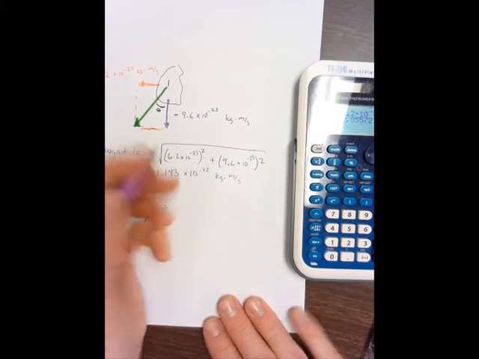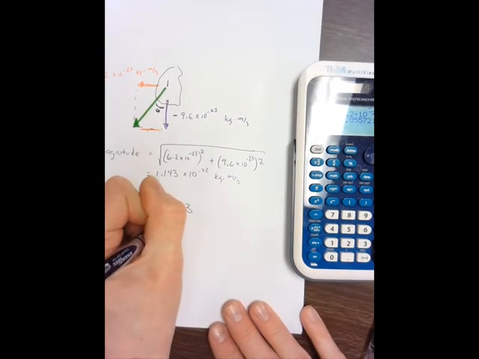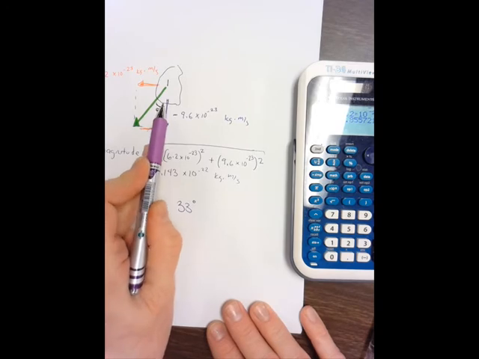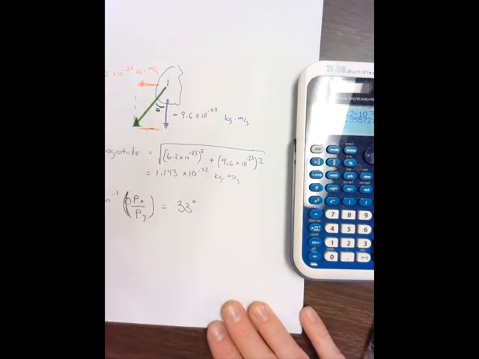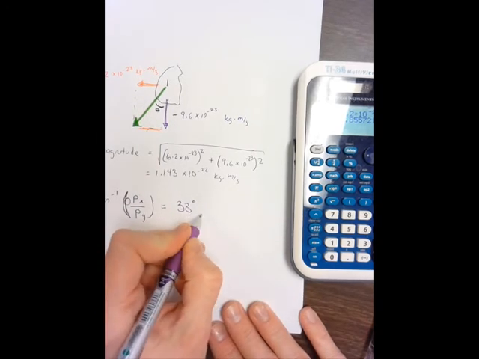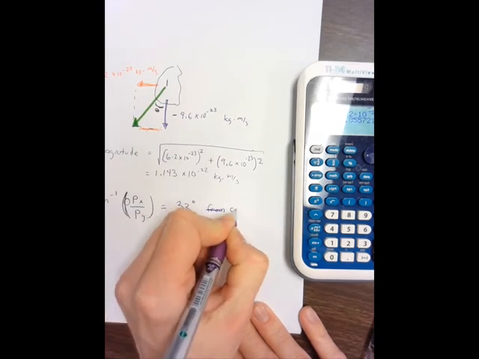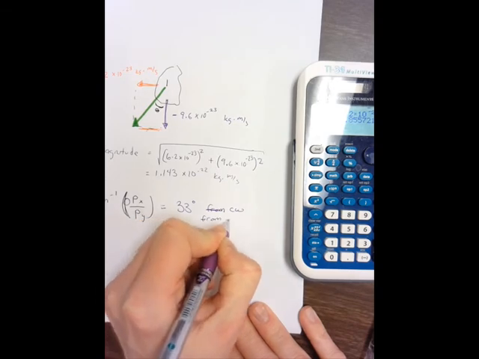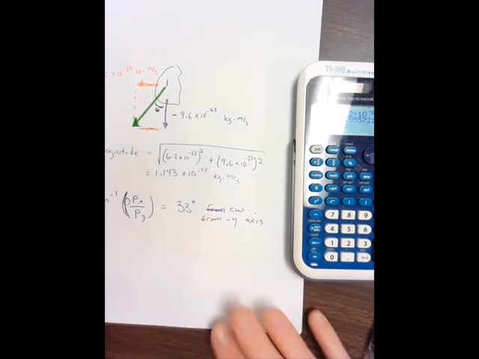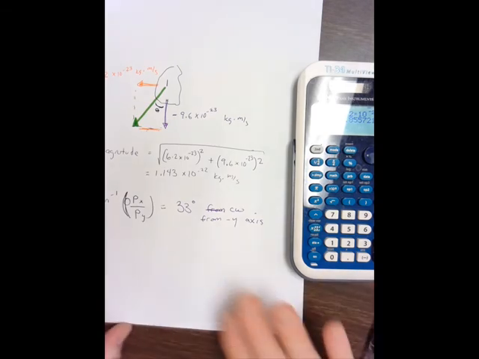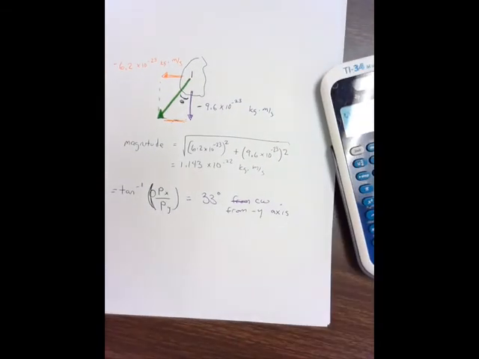And this would be 33 degrees clockwise from the negative y-axis. We're just defining random directions because all we knew was that the two subatomic particles were at right angles to each other. I suppose we could measure it from the direction of the electron or something, but this is sufficient for this problem.